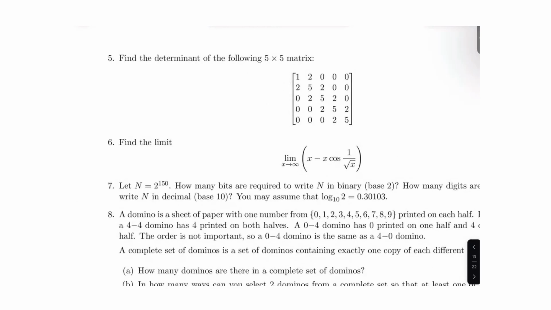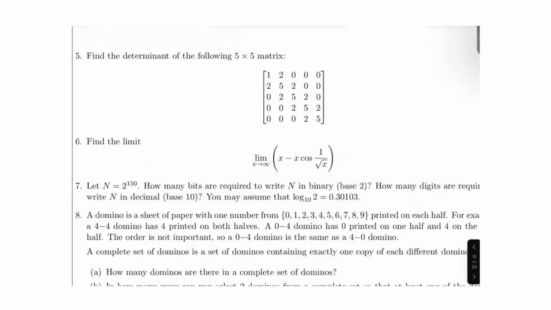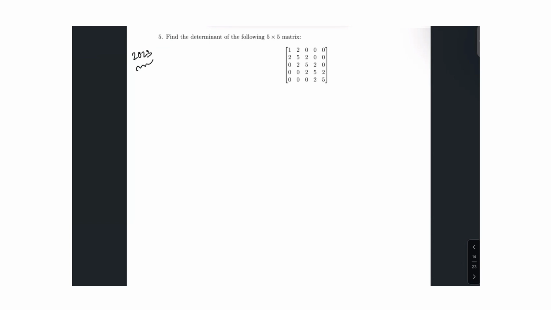So let's solve this. This is CMI 2023 Part B, problem number 5. Let's see what it's asking. It's a very simple statement. It's asking you to find the determinant of the following 5 cross 5 matrix. You all, of course, know the definition of a determinant of a matrix, and the matrix is given.